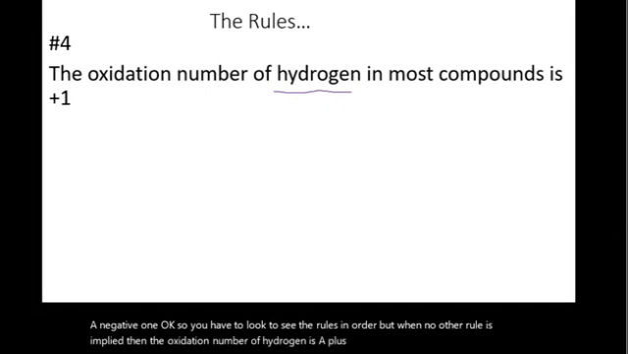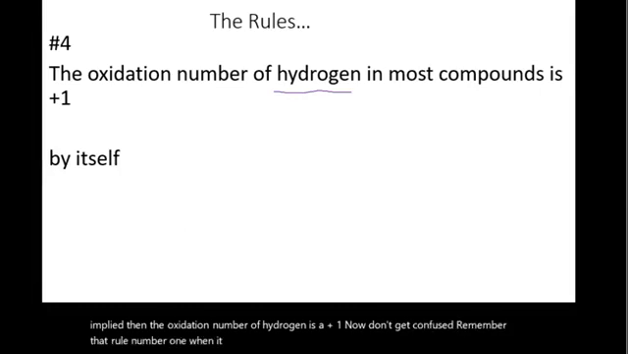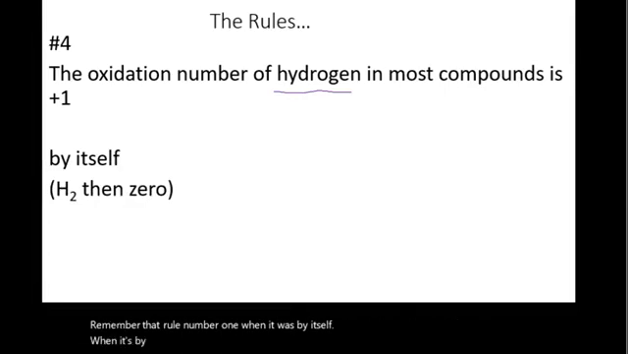Now don't get confused. Remember that when it was by itself, well actually that's rule number 2, when it's by itself, it's 0. So I'm not trying to contradict that hydrogen is always a +1.